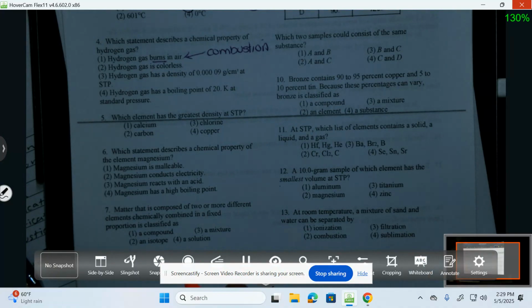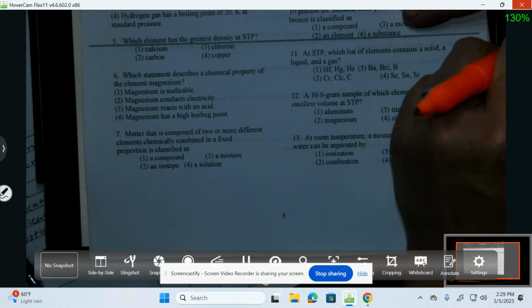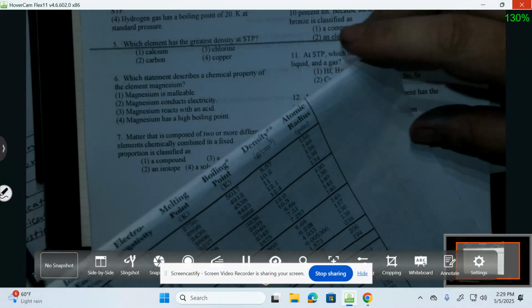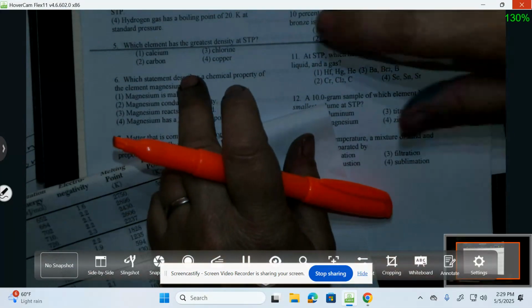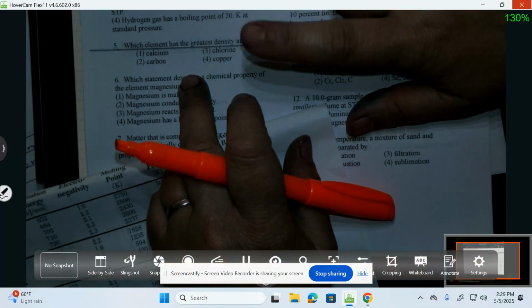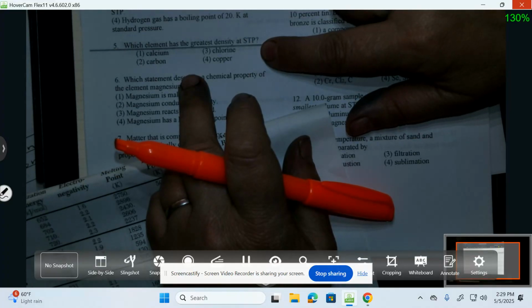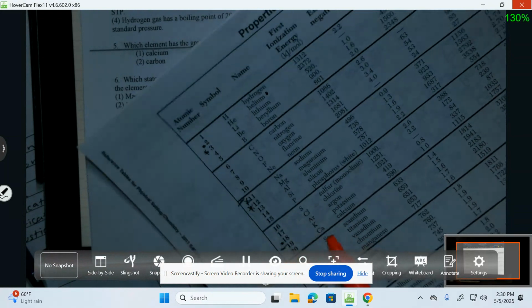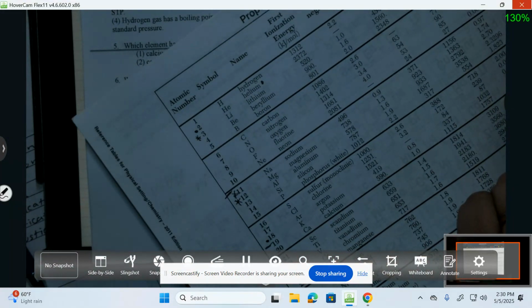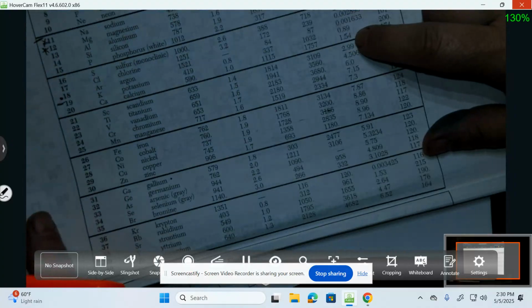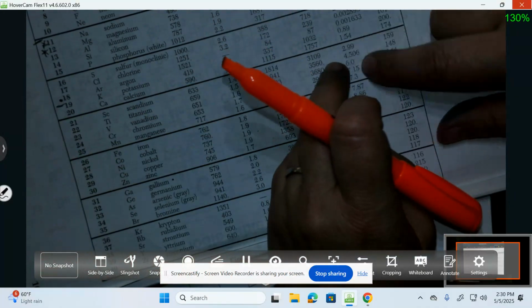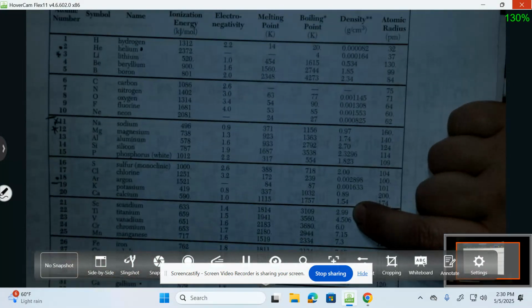Which element has the greatest density at STP? Where do we find that information? We've got to look on there. When you get a question like this on the Regents, this is called a giveaway question. You just have to look it up. So we're going to find calcium. Calcium has a density of 1.54. It's right here. This column is density. See it up there?